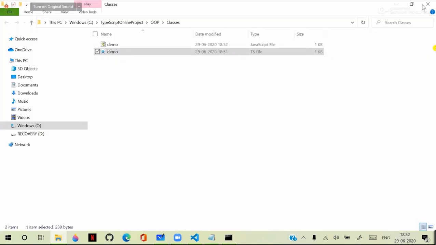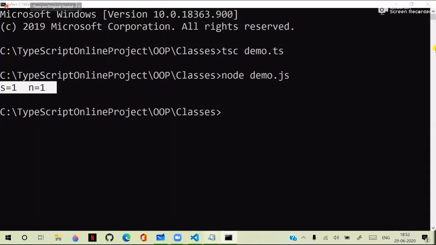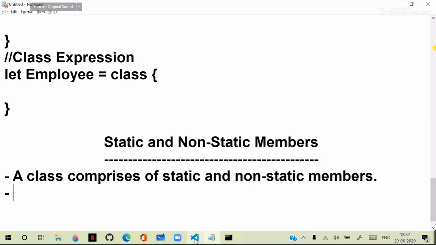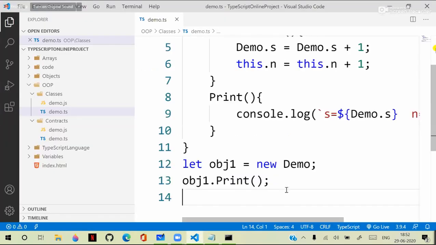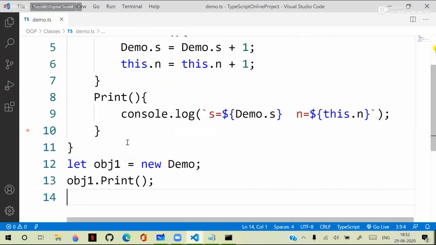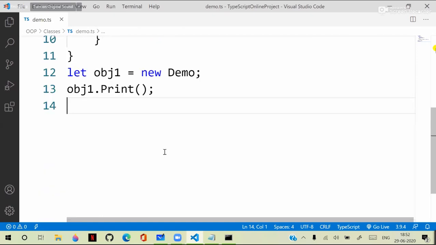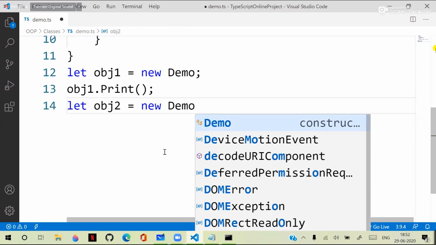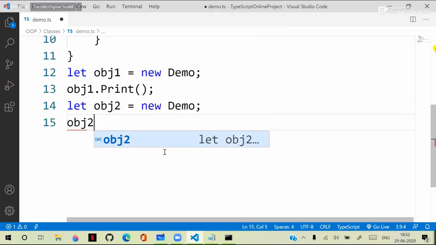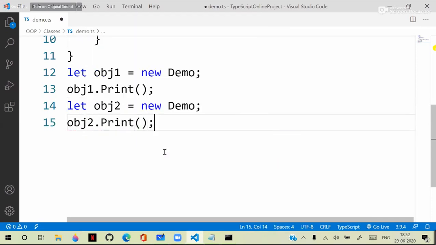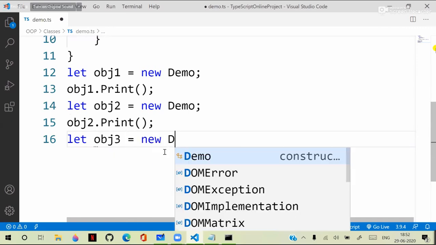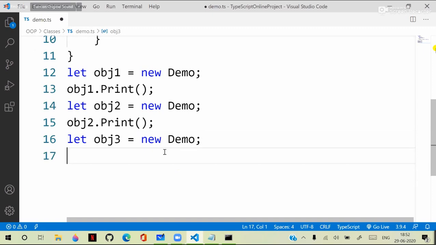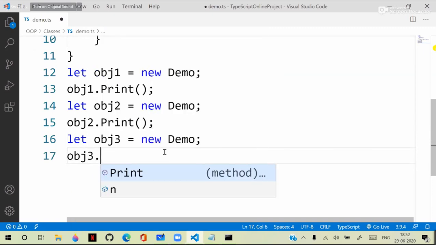Okay, I will take this to the second object. I will create another object, let obj2 is equal to new demo, obj2.print. Then let obj3 is equal to new demo, and obj3.print.